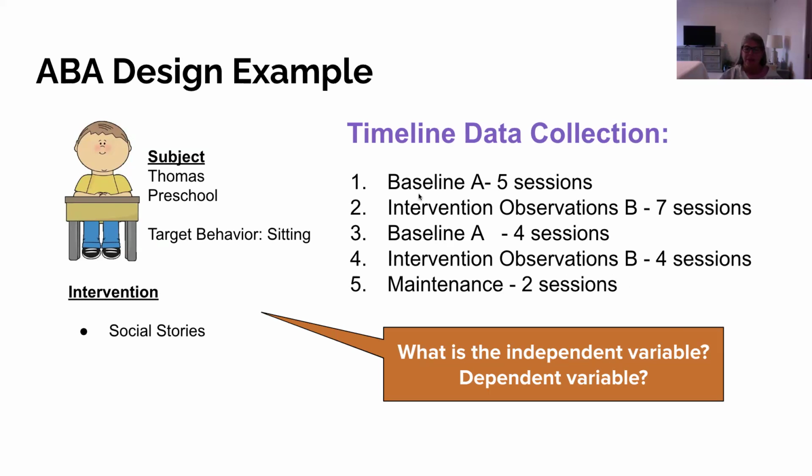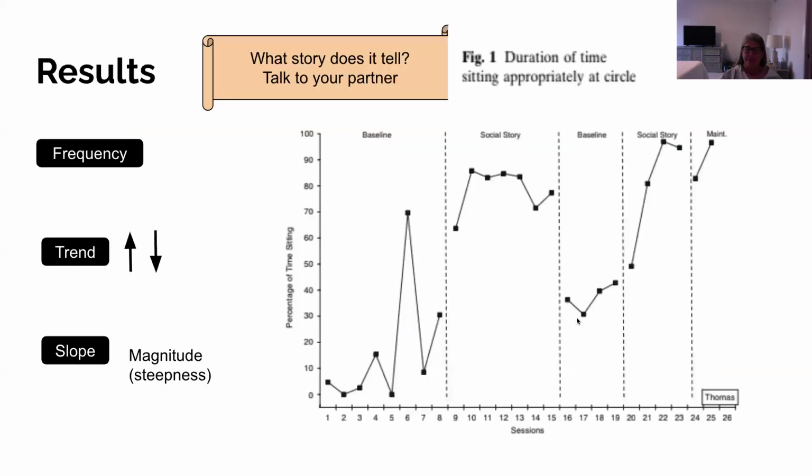So let's see what happens when we have a baseline. Then we do social stories for 7 sessions and then go back to baseline and then intervention and then maintenance. So look what happened. Here's baseline, social story, then the baseline, what happened, then social story, and then they took away the social stories and maintenance. So look at this and think about what happened.